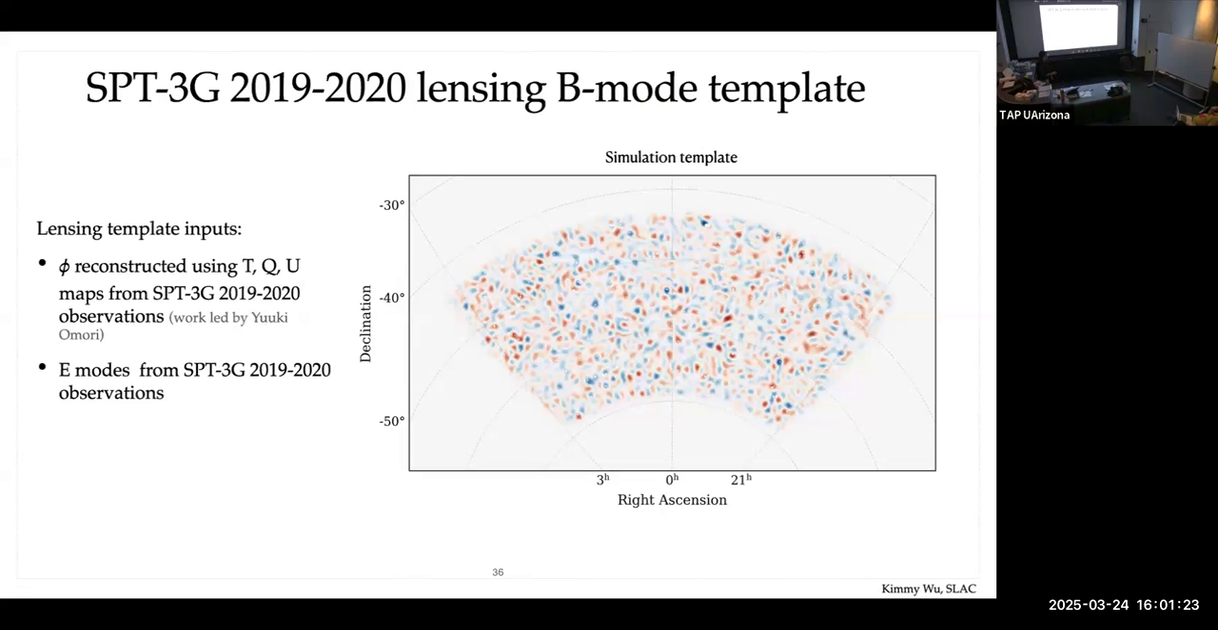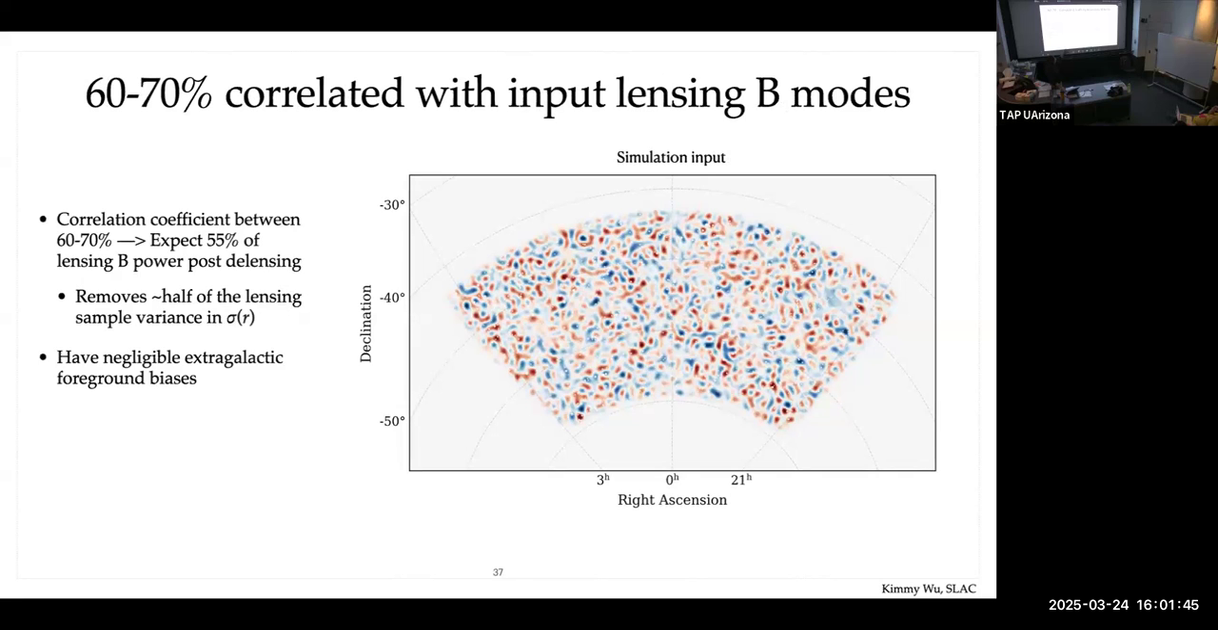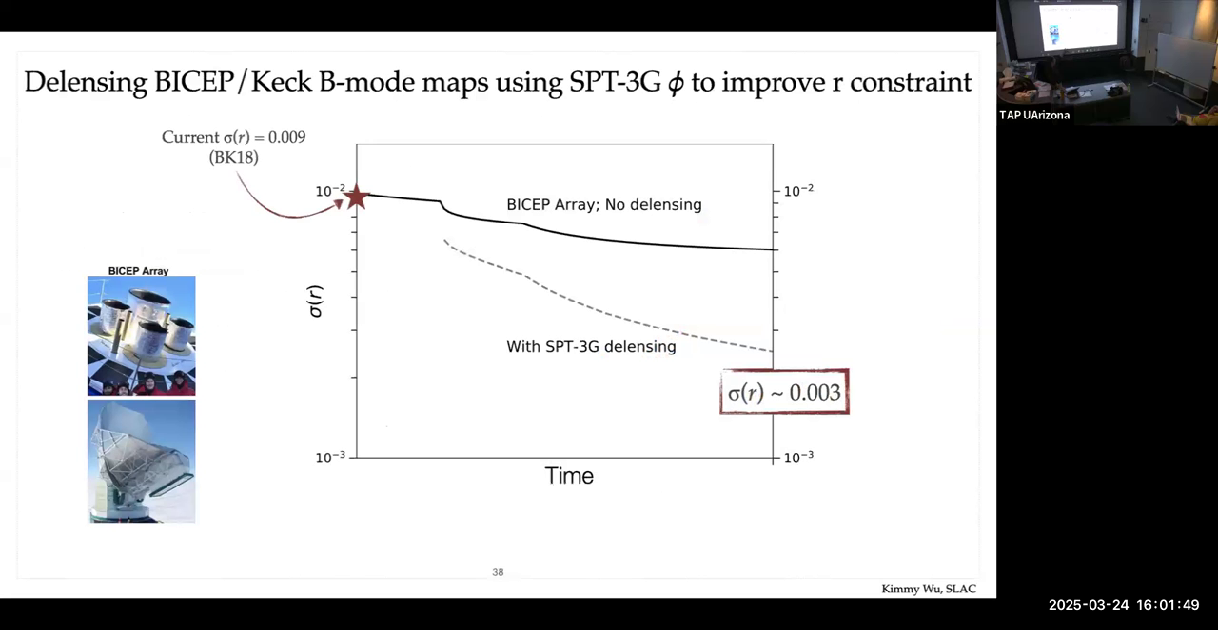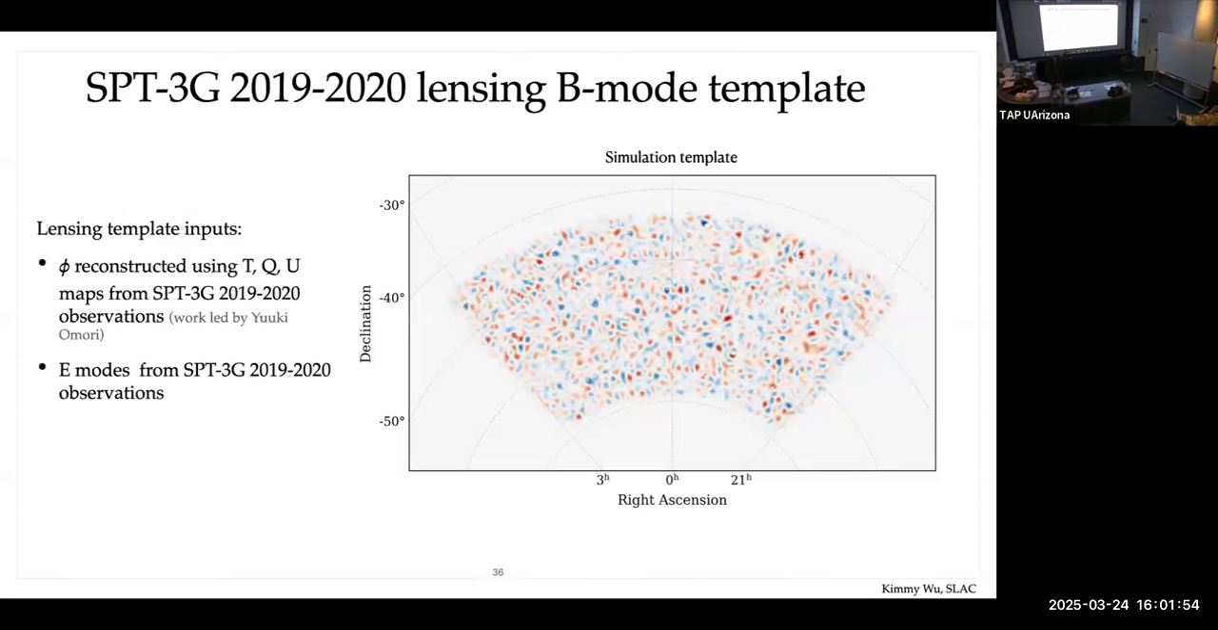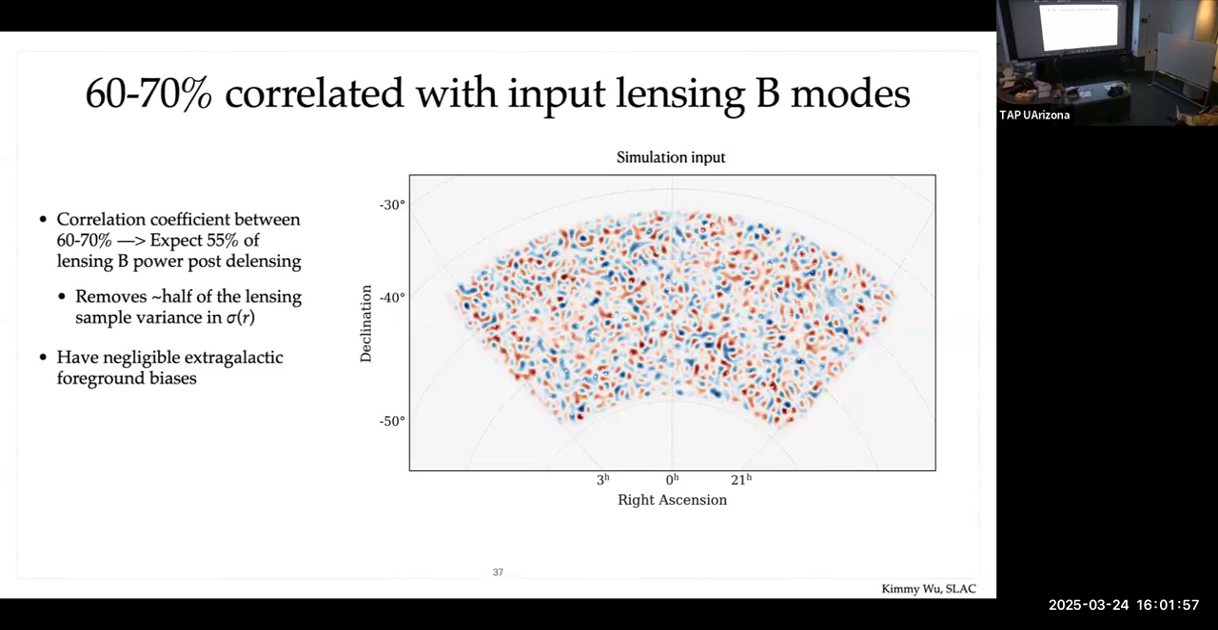Okay, so this is an example of the lensing BMO template given the Kappa map I've shown you. The Kappa map is from 2019-2020 observations, and we use E modes from the same set of observations. And this is from simulations, a template, so you can compare it to the input BMO map and see how well they match each other. All right, so this is the simulation input. By eye, you see that where there's positive structure in one, it also traces a positive structure in the other reasonably well.